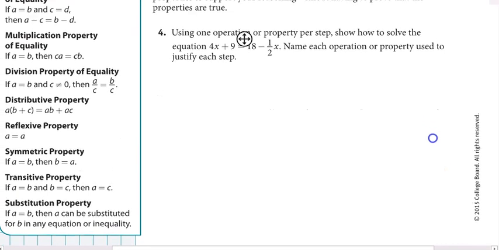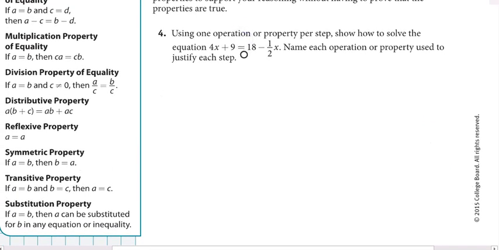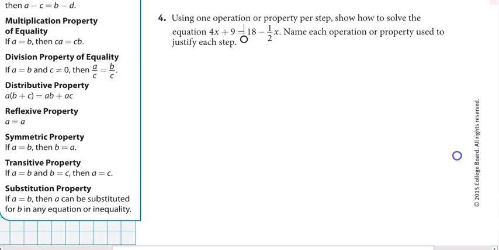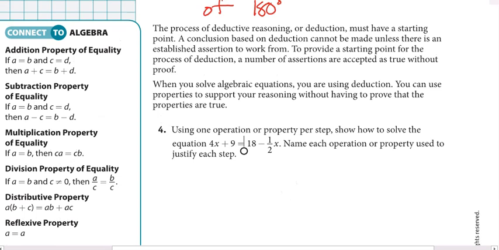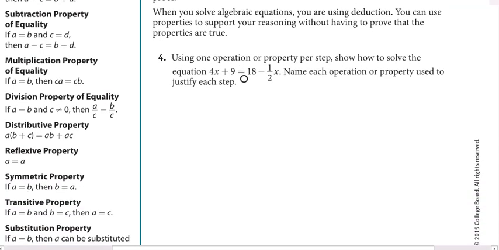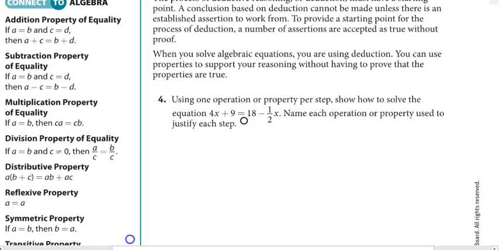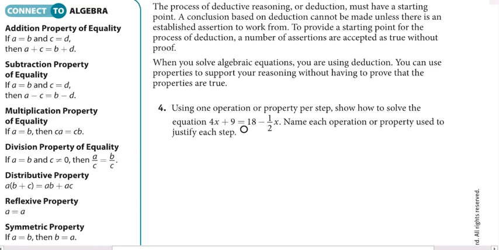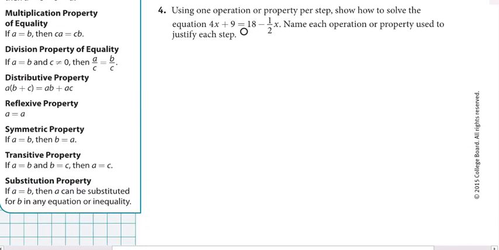So using one operation or property per step, so one at a time, show how to solve this equation and name each property. Conveniently on this page, the PDF, we do have all the properties listed. I don't know if these properties are listed on the online version, so obviously you're welcome to take a look over these. Most of the addition, subtraction ones are common sense, but you may need a little quick refresher over some of these other properties down here as well.